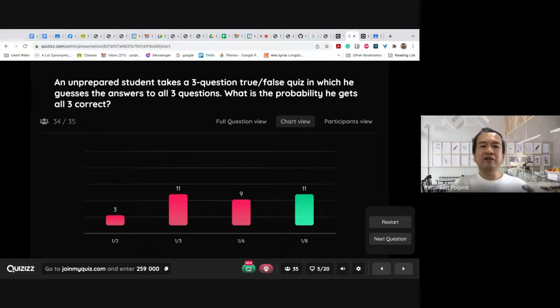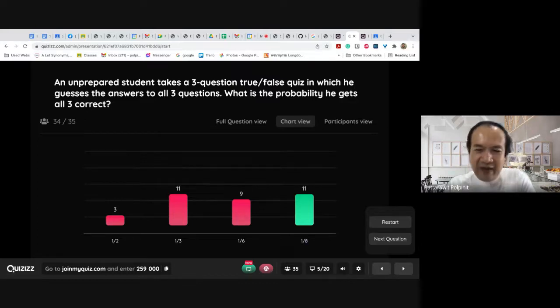Well, he can answer true, true, true, right? True, true, false, true, false, true, true, false, false. Basically, how many outcomes? Eight, right? You can try to list it. If you remember the truth table, how many rows? If there are two possible outcomes for each row, it is 2 to the power of 3. So the bottom one is 8.